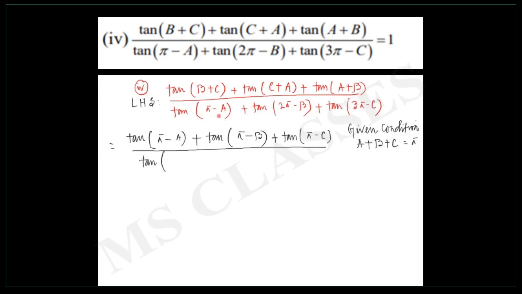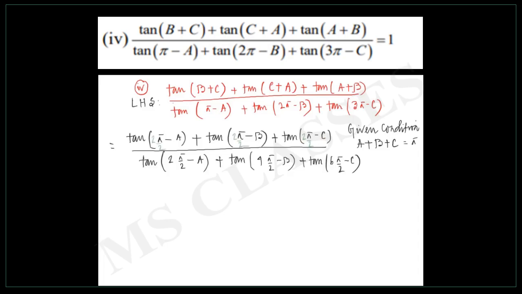Now what we can write here? 2 into pi by 2 minus c. Next we have tan(2 pi minus b). So what we can write? It is 4 into pi by 2 minus b. Next tan(3 pi minus c). So that is 6 pi by 2 minus c. That is what we can write. And here also we have pi minus c. So that is 2 pi by 2 minus c. Here also pi minus b. So that we can think as 2 into pi by 2 minus b.